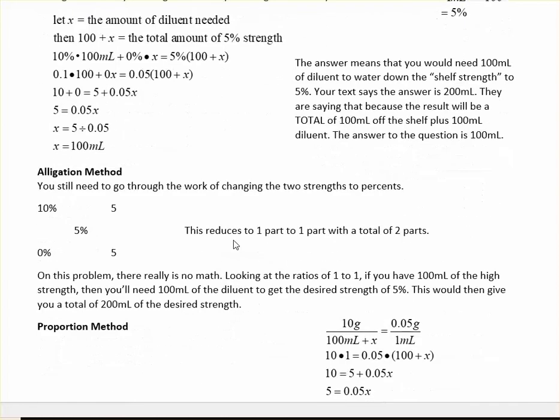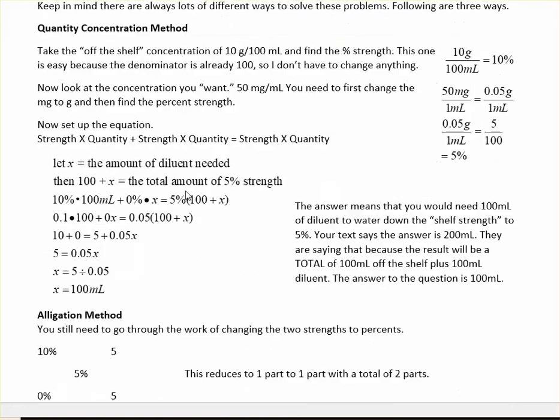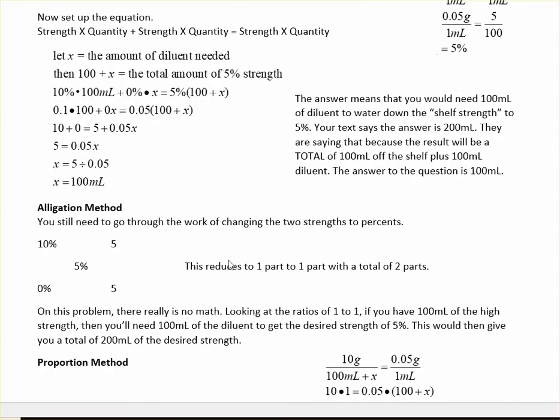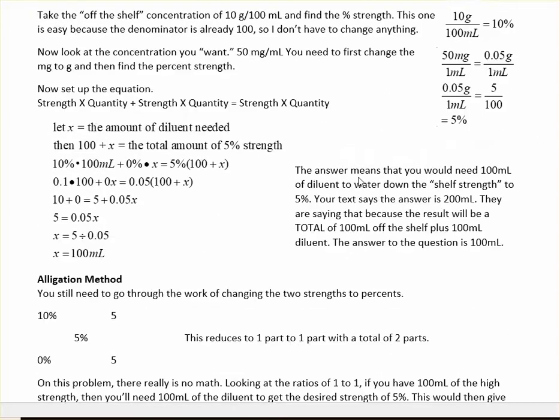The second way I want to do this, and you might find this surprising for me to say, is the alligation method. And because of the numbers, only because of the numbers, this is really, really easy. So this is what I'm starting with. You're still going to have to go through this percent stuff. You're still going to have to figure out the percent strengths. So even though it looks really short, there's a little bit of work that we did up on top that you're going to have to do down here.